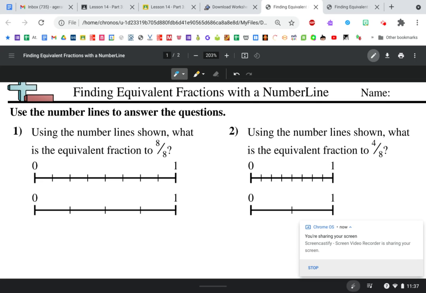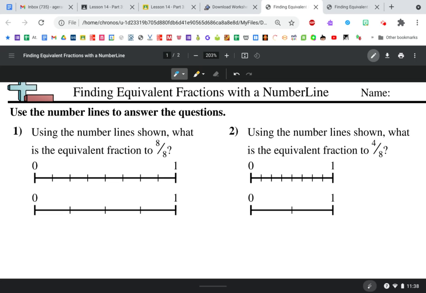Hi, everybody. Welcome to today's lesson. Today, we're going to learn about equivalent fractions. And we are going to continue to use number lines to help us visualize and understand what equivalent fractions are. So today's learning target is: I can find equivalent fractions using number lines.